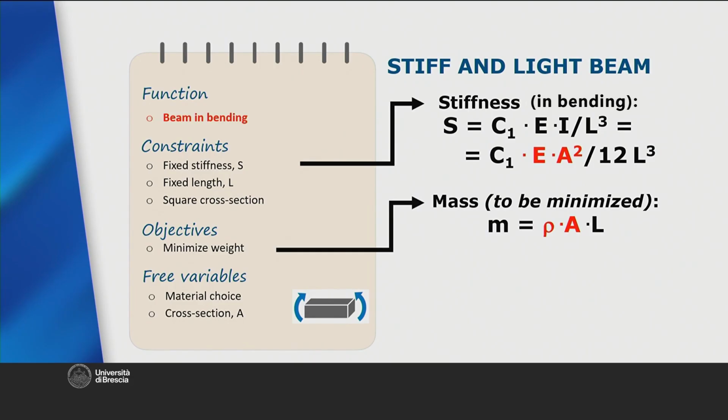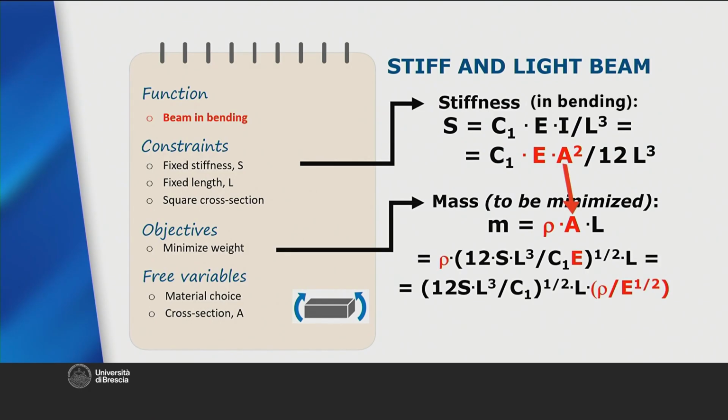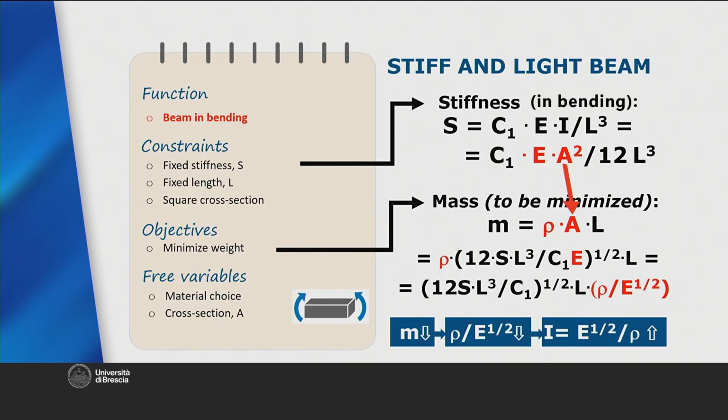Now, let's proceed by substituting the section expressed in the constraint function into the objective function. This allows us to express the mass as the product of a constant term related to the function of the constrained geometry and a free term that depends only on the material, highlighted here in red. The best materials for a light and stiff bar are those with the lowest values of rho over the square root of E, which maximize the ratio of the square root of E over rho, representing a new material performance index specific to this particular design.